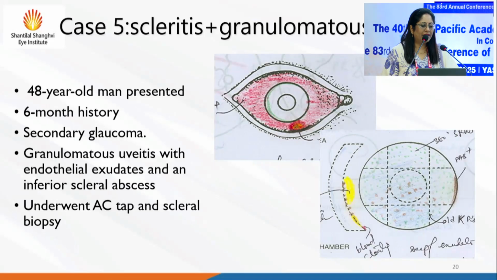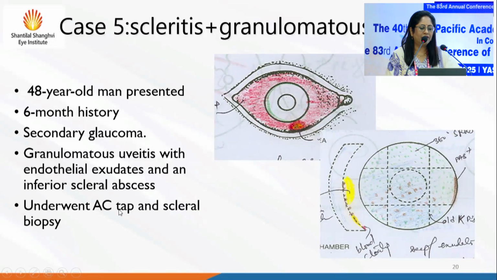Coming to probably my last case, a case of scleritis with granulomatous uveitis. Whenever we have a patient with granulomatous uveitis along with scleritis, then it's different from the routine infection also. We know that there's a high chance of infection if you see, say, hypopyon and very prolific anterior segment inflammation. So for me, I've always felt that these cases represent very severe or very chronic inflammation. So this patient did not give any history of trauma, and by the time he presented to us, he had secondary glaucoma. So we did an AC tap and scleral biopsy.